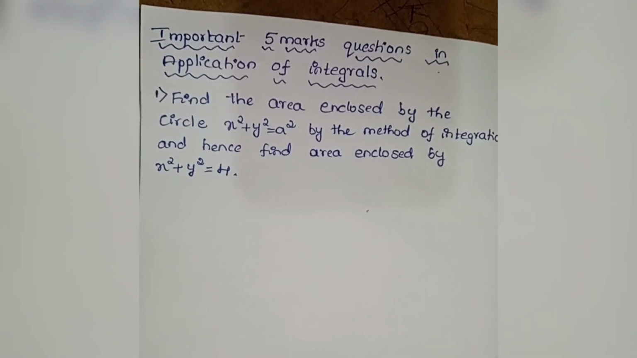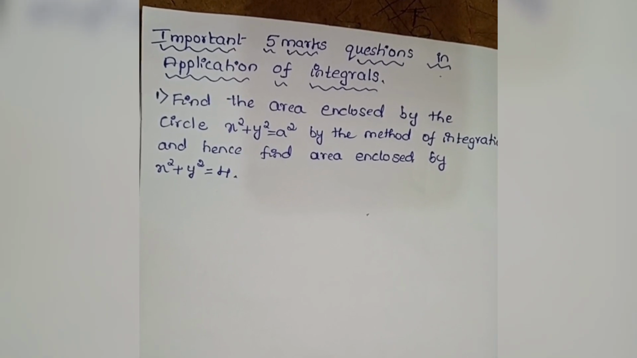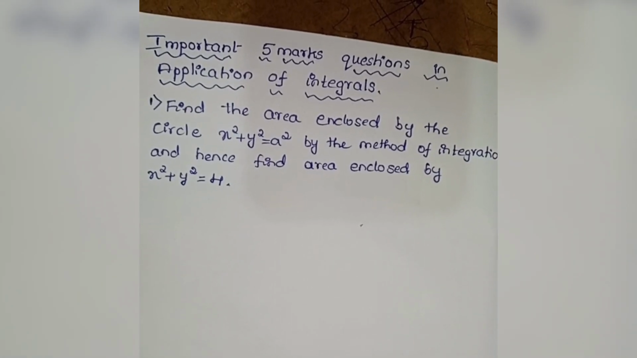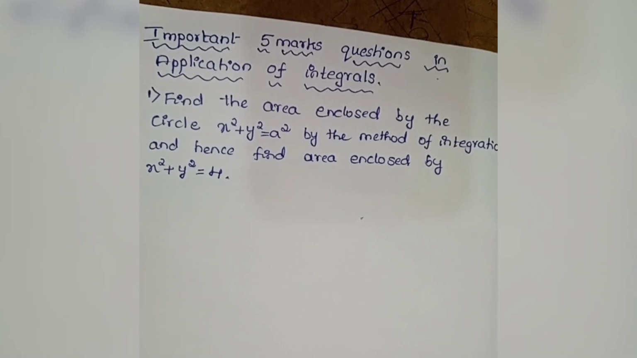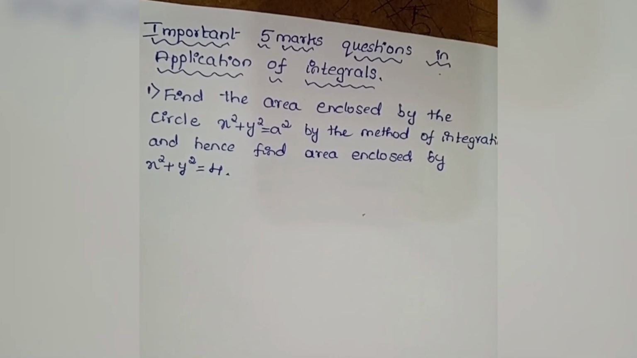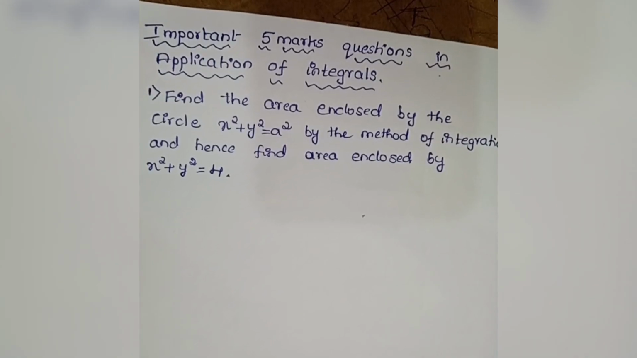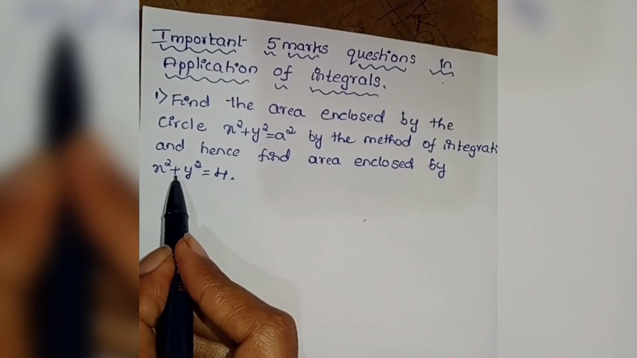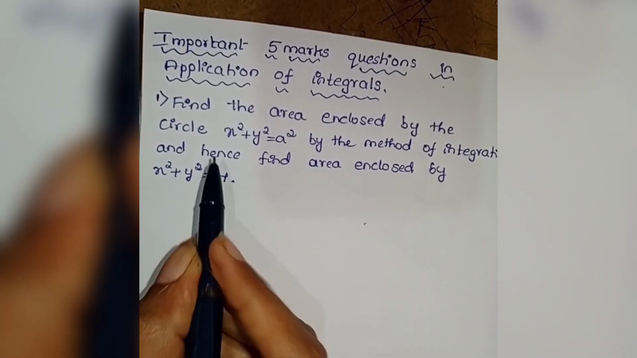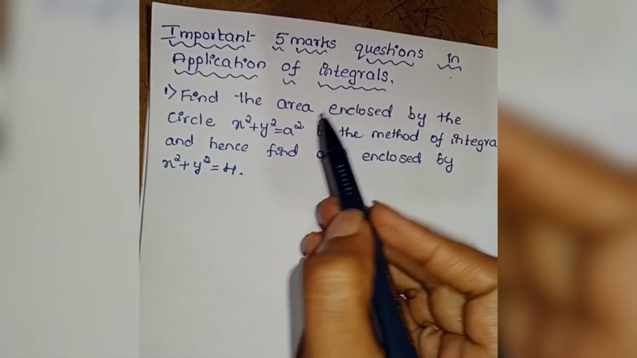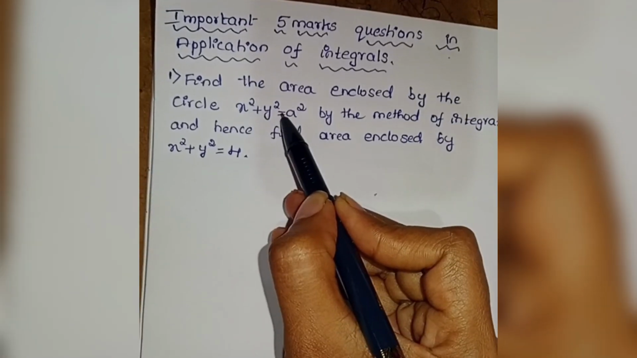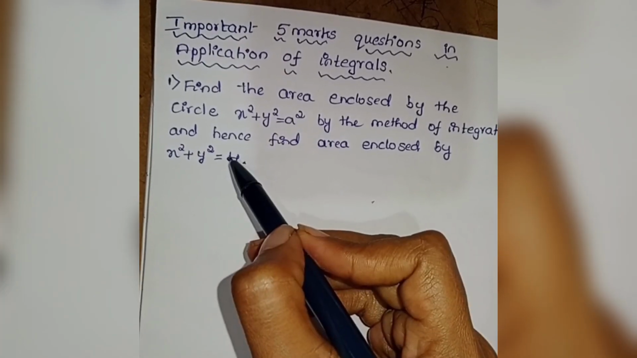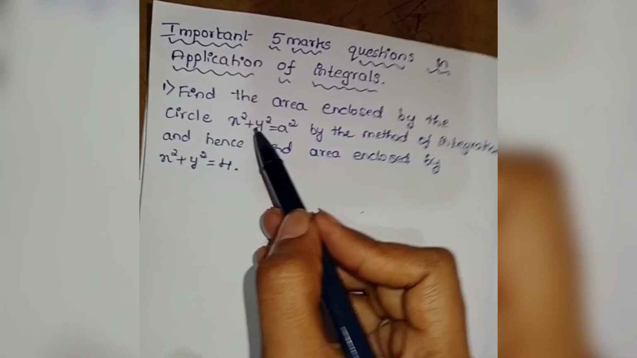Okay, in that first question: find the area enclosed by the circle x square plus y square is equal to a square by the method of integration, and hence find the area enclosed by x square plus y square equal to 4. This is the equation of a circle, so we have to find the area enclosed by this circle using the area enclosed by the circle x square plus y square equal to a square. Derive this, and substitute into the derived formula, then you will get the answer.